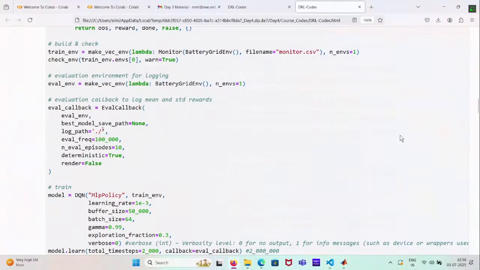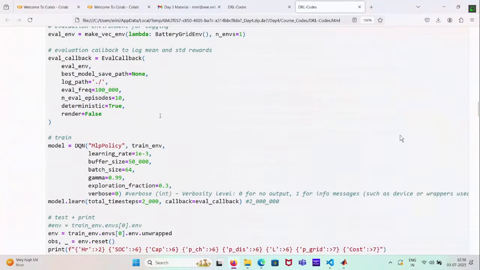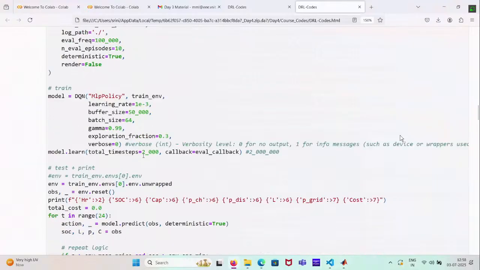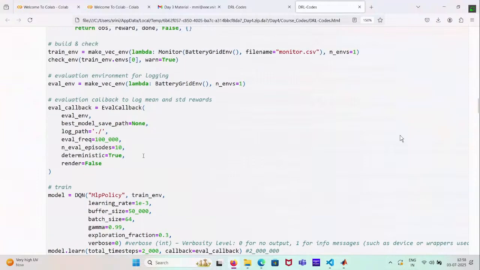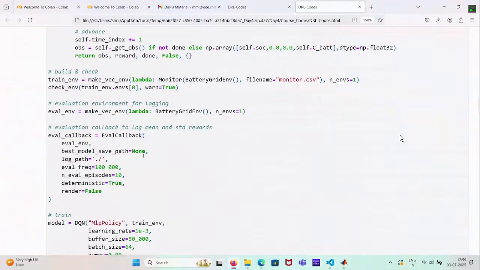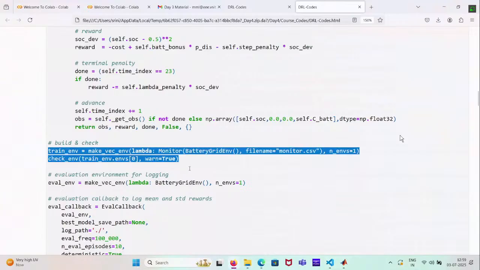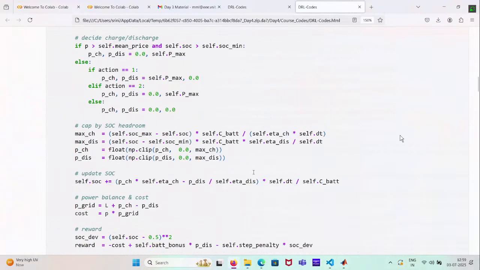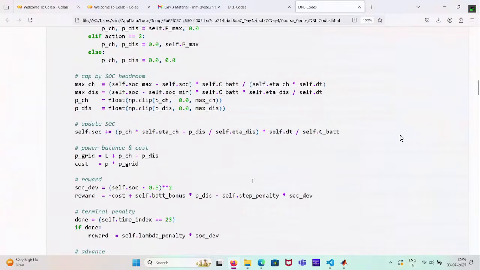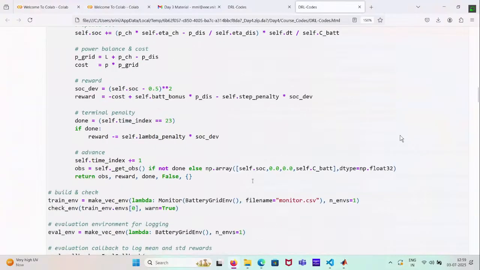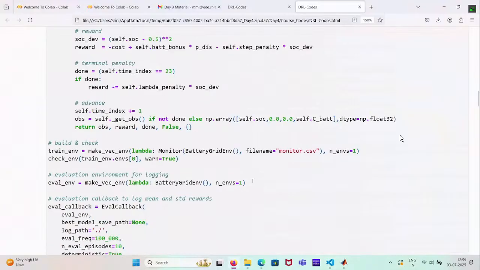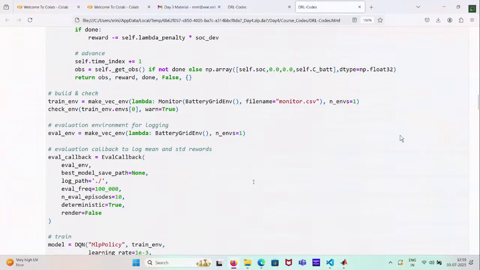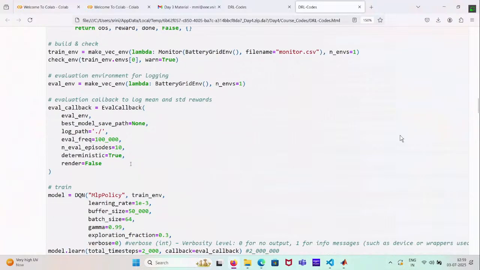Yeah, that's it. So here, 50,000. No, not 50. No. Test now. Model DQN. Buffer size. No. Before that, I think, where it says how many times you have to do it. How many times? No. Train, advanced, terminal penalty. Keep going. I think train. Build and check. Environment. Yeah, keep going. Yeah, it should have something here. Buffer size. Sorry. Yeah, here.